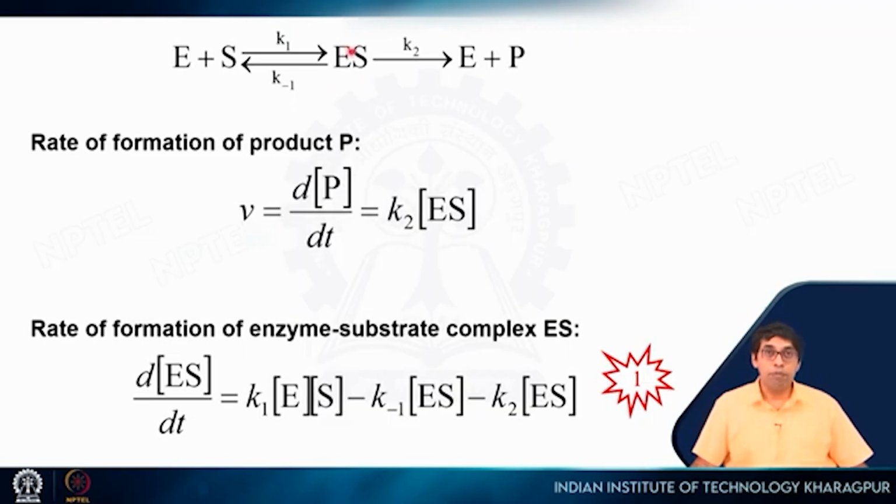So if we look at the rate of formation of the enzyme substrate complex, which is dES/dt, from this equation we can write it as follows. The rate of formation is this reaction, K1 times free enzyme times free substrate, which is how it is formed. But then it is destroyed by these two steps: K minus 1 times ES, and K2 times ES. Since these two steps decrease the concentration of ES, we have negative signs here.